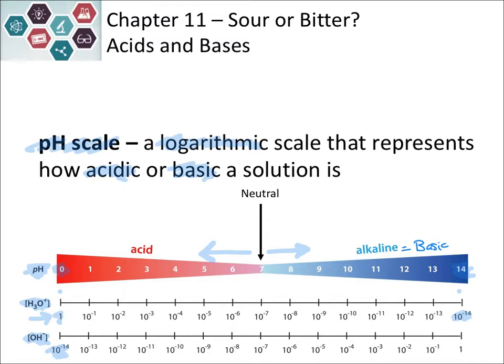The other thing to notice is that these two concentration scales are flipped. So if you have a lot of hydronium, so you're down here where your hydronium concentration is high, you have a low hydroxide concentration. Now you're always going to have both in solution, and they have to balance out. So if you have a low hydronium, you're going to have a high hydroxide concentration.